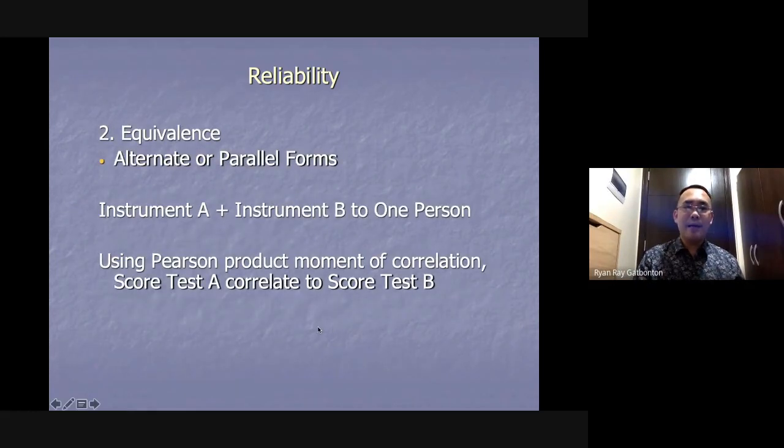Another type of reliability is equivalence. It can be in the form of alternate or parallel forms wherein you have instrument A, and an established equivalent instrument will be administered to one person. Then that person's answers to instrument A and instrument B will be correlated. Again, if it's greater than 0.7, it's a reliable instrument. If not, then you try to look for a new instrument.